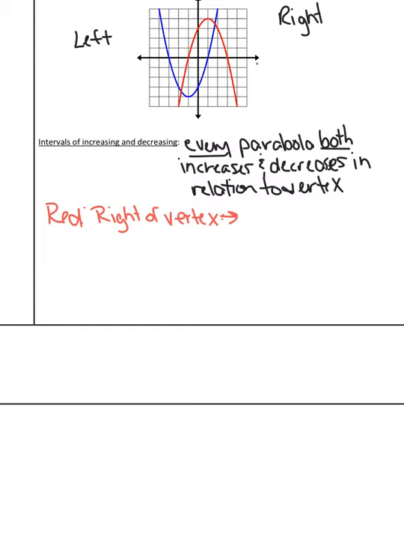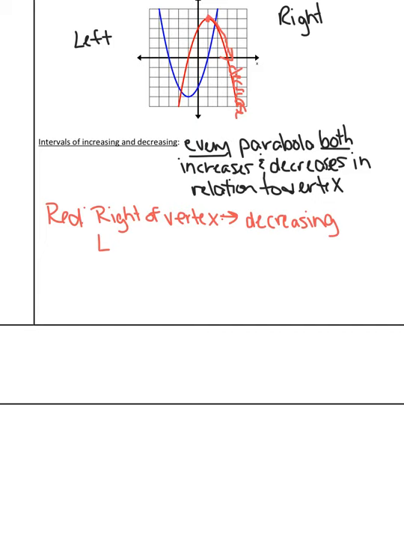What I like to tell my students is to think of yourself as an ant on your parabola. So I'm on the red parabola here at the vertex. If we're to the right of the vertex, that means that we are going away from the vertex. That means we're going down the hill. So this side is decreasing. We would say to the right of the vertex, this parabola is decreasing, because if we were an ant at the vertex, to the right of the vertex, we're going down that red one.